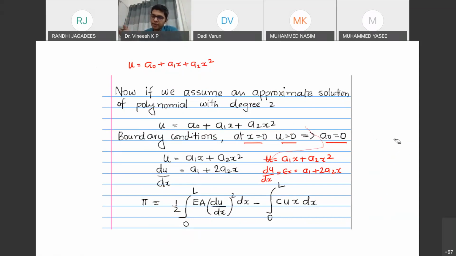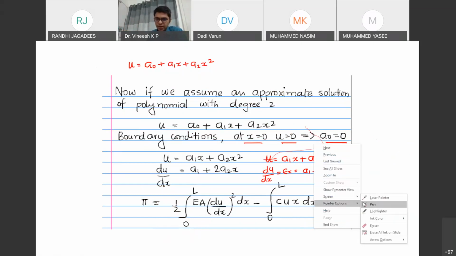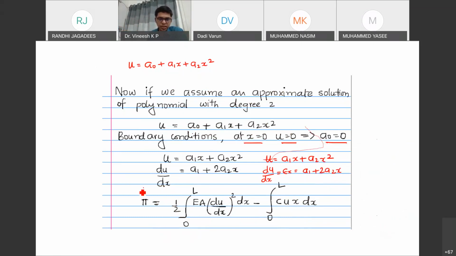So if strain has a linear variation, then stress is also going to vary linearly. Okay, so just like our procedure, we are going to substitute here. This is our expression for the potential energy which we have derived earlier for the problem. So just substitute in this potential energy.